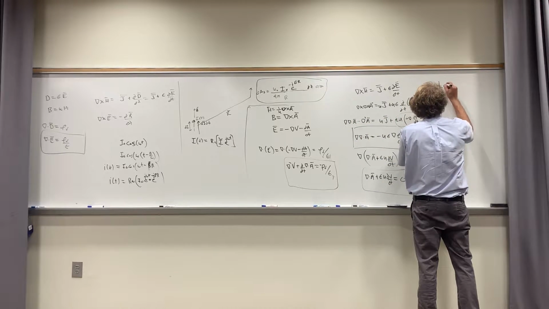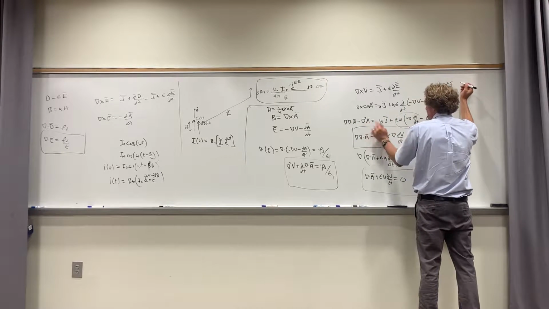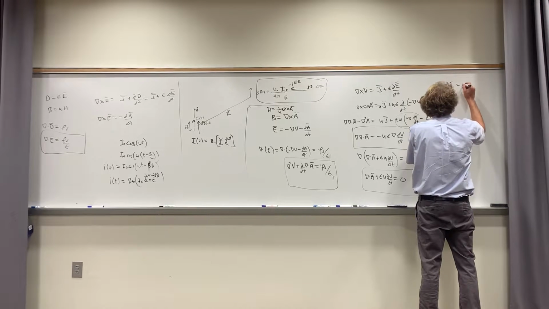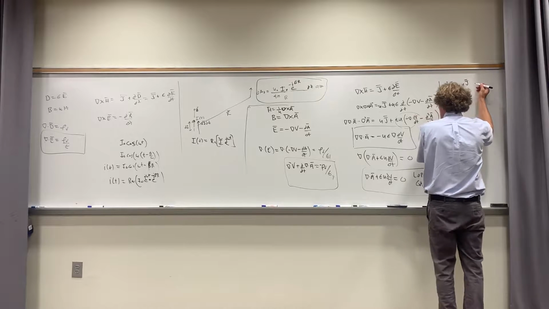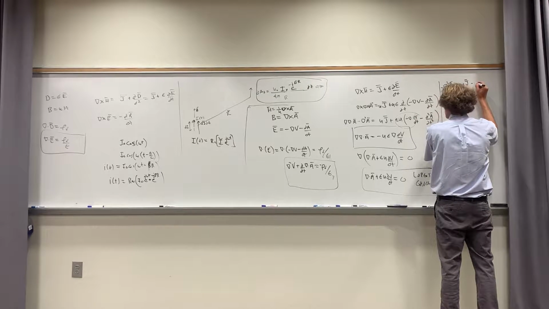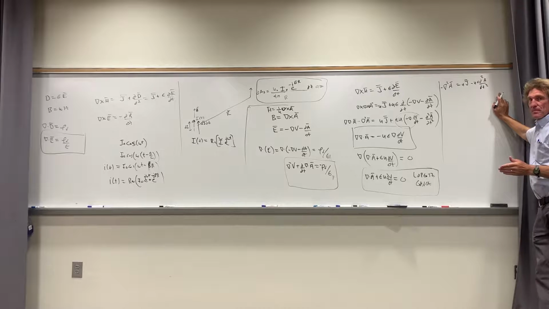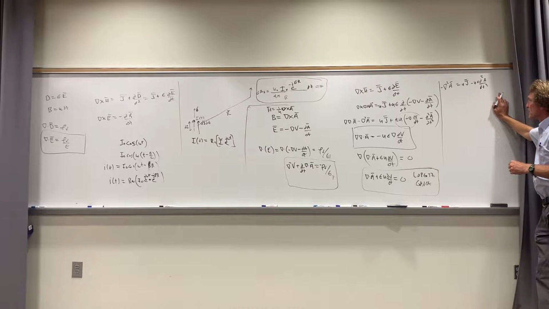I have minus del squared of A here, equal to mu times J, and then minus mu epsilon times the second derivative of A with respect to t squared. Just bear with me. This is real important.